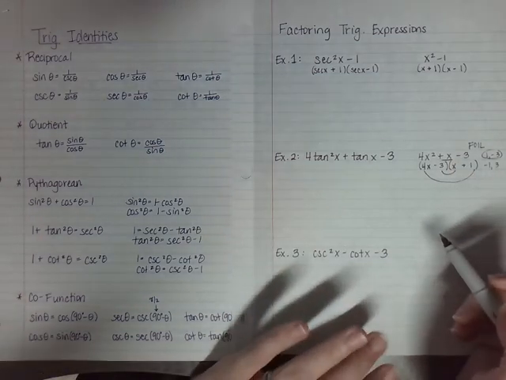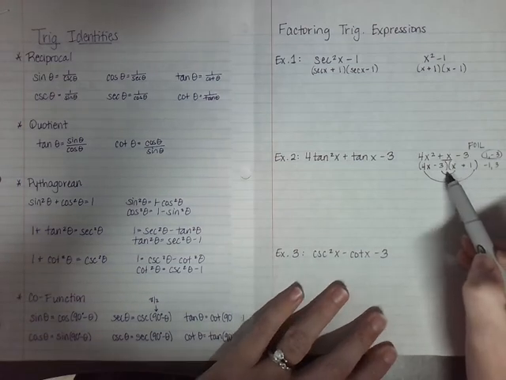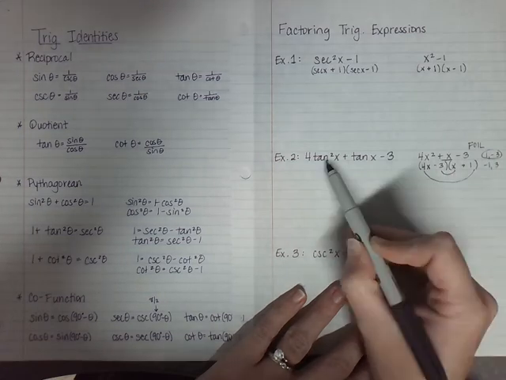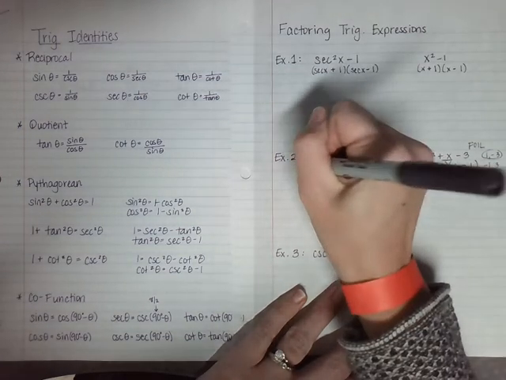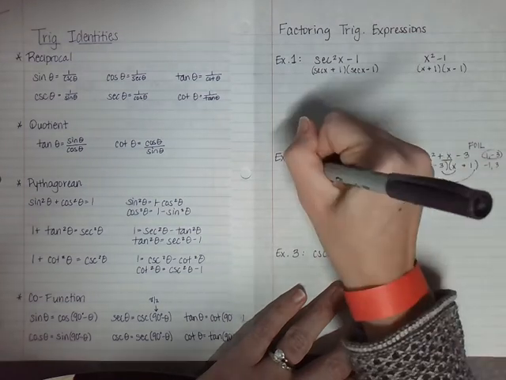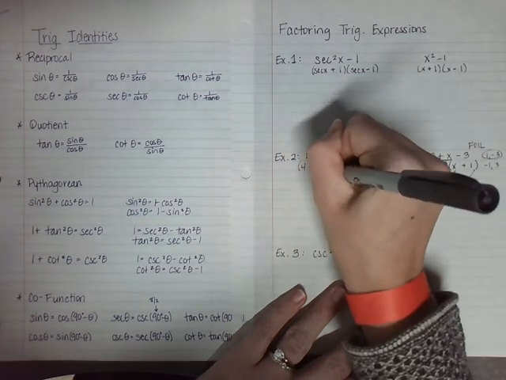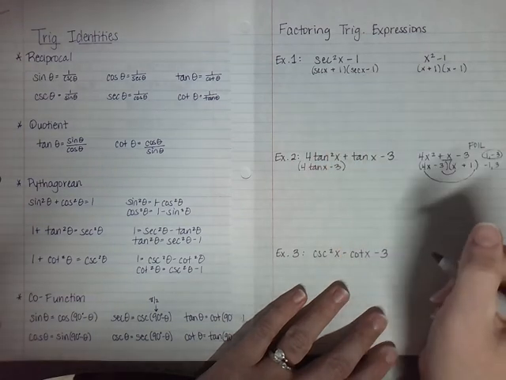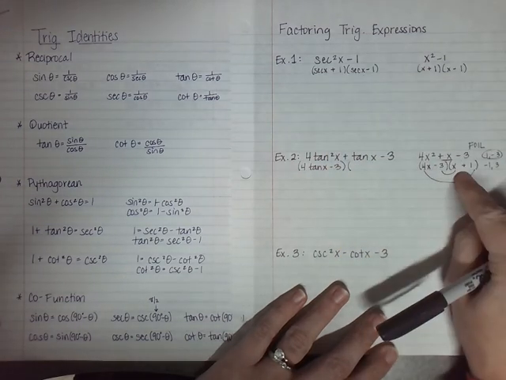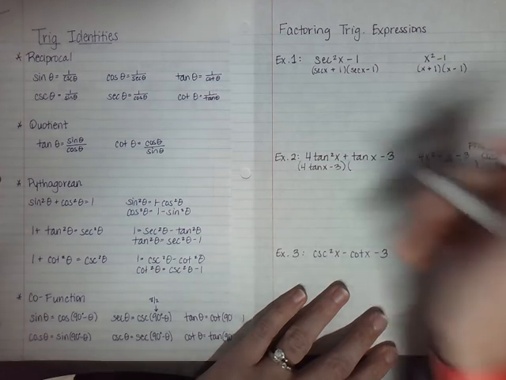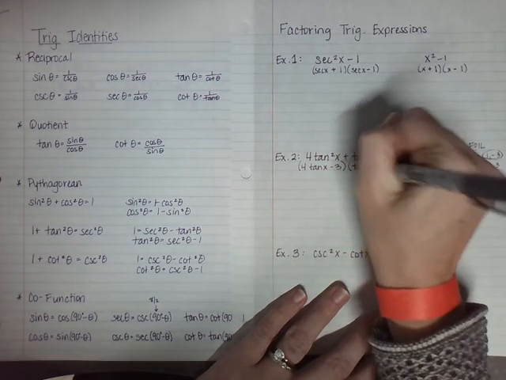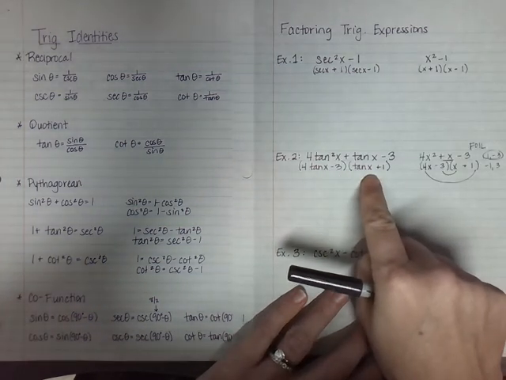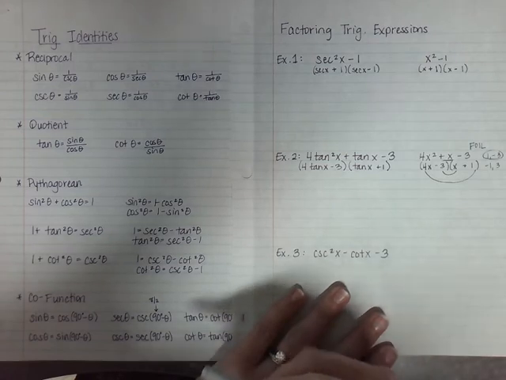That's what I want. So the way that this one factored is exactly how this one's going to factor, except instead of x's, we want to go back and put our tangents back in there now. So your first set of parentheses would be 4 tangent x minus 3. And then your second set of parentheses is going to be tangent x plus 1. And neither one of those are an identity, so we're going to leave it like it is.